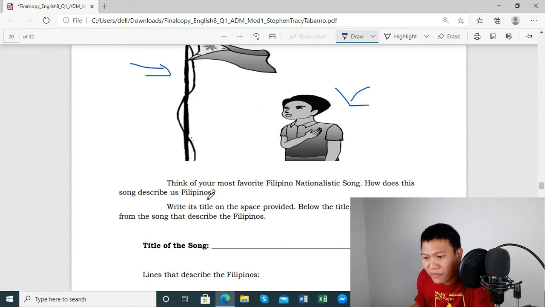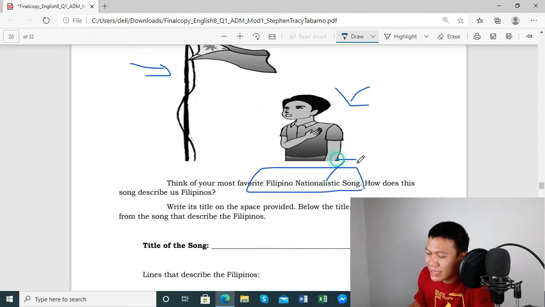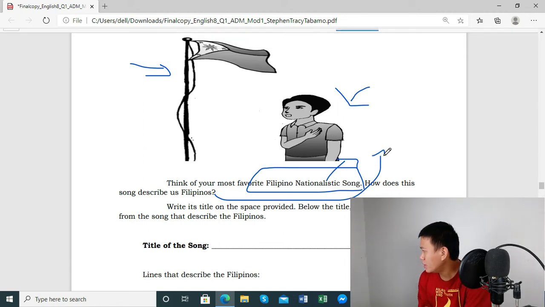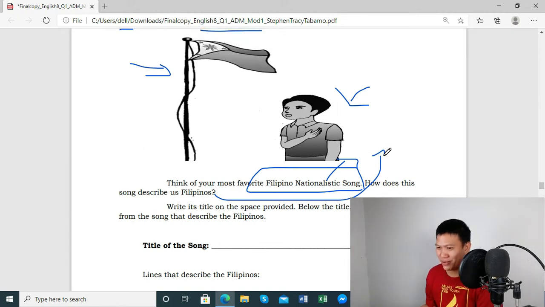Now, you have to think of your most favorite Filipino nationalistic song. Mag-isip ka nga ng kanta na nationalistic, meaning to say makabansa. How does this song describe us Filipinos? Paano tayo dinidescribe ng kantang naisip mo? Example, Ang Bayan Ko. Example lang ha. And then explain mo siya.